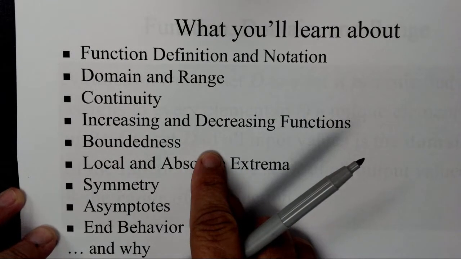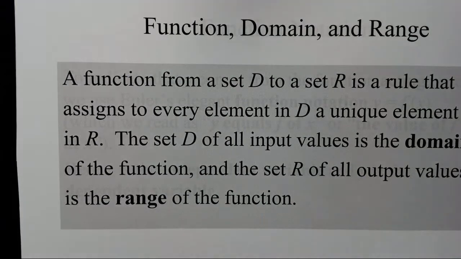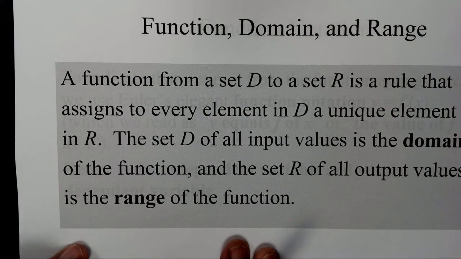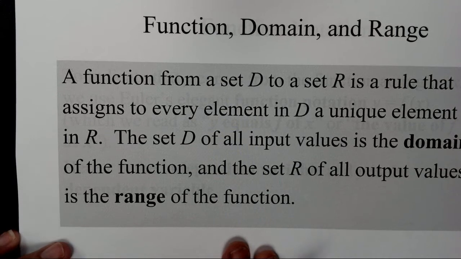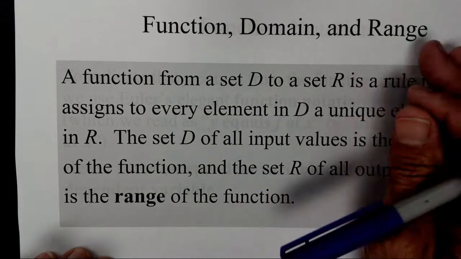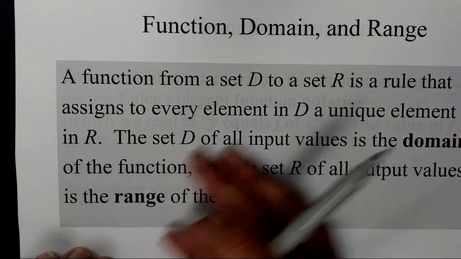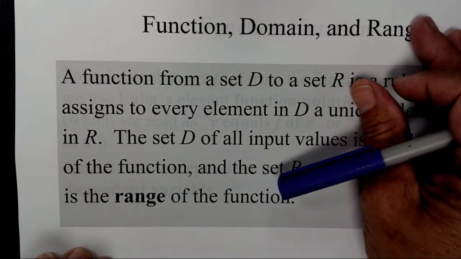Okay? So domain. A function from a set D to a set R is a rule that assigns to every element in D a unique element in R. The set D of all input values is the domain of the function, and the set R of all outputs is the range of the function. Is there anything new and secret in that paragraph that you have not known before? And that didn't come from Algebra 2. That came from a long time ago.